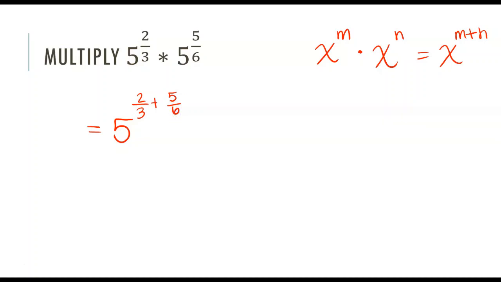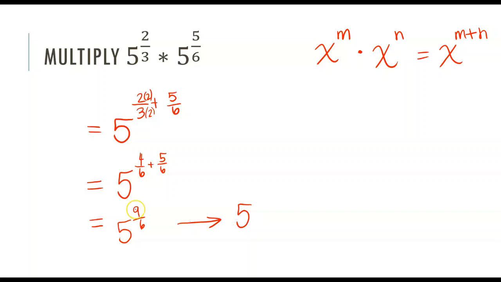Now some work for adding fractions. I need to make sure that I have a common denominator. So let's try to make this 3 into a 6. I am going to multiply both numerator and denominator by 2 so that I have 5 to the 4/6 plus 5/6 equals 5 to the 9/6. I can reduce this even further because 3 goes into both 9 and 6. So our final answer here in exponential form is 5 to the 3/2.